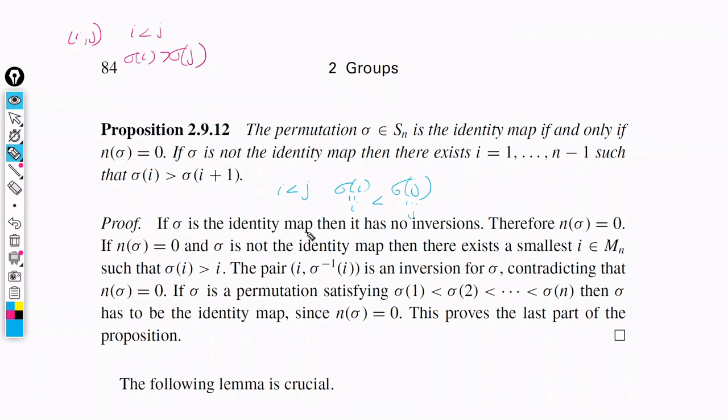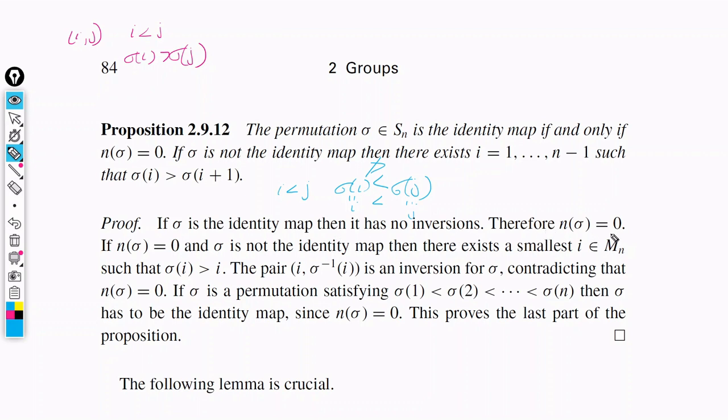So suppose sigma is an identity map. Then we know that it has no inversion. Why? Inversion means if i is less than j, then sigma(i) is greater than sigma(j). In the case of the identity map, suppose i is less than j, then sigma(i) equals i and sigma(j) equals j. So still sigma(i) is less than sigma(j). This is not greater than. So it is clear that if sigma is an identity map, there is no inversion.